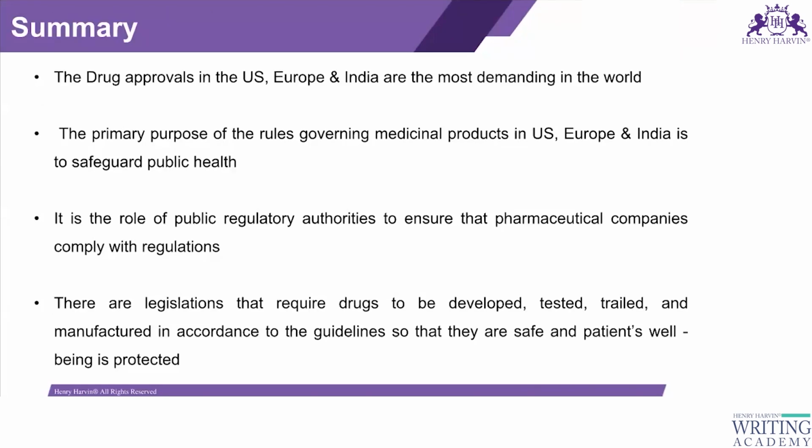So the drug approvals in US, Europe, and India are the most demanding in the world. Okay. And the primary purpose of the rules governing medicinal products in the European Union, US, and India is to safeguard public health. It is the role of public regulatory authorities to ensure that pharmaceutical companies comply with these regulations. And these are the legislations that require drugs to be developed, tested, trialed, and manufactured in accordance with the guidelines, so that they are safe and patients' well-being is protected.